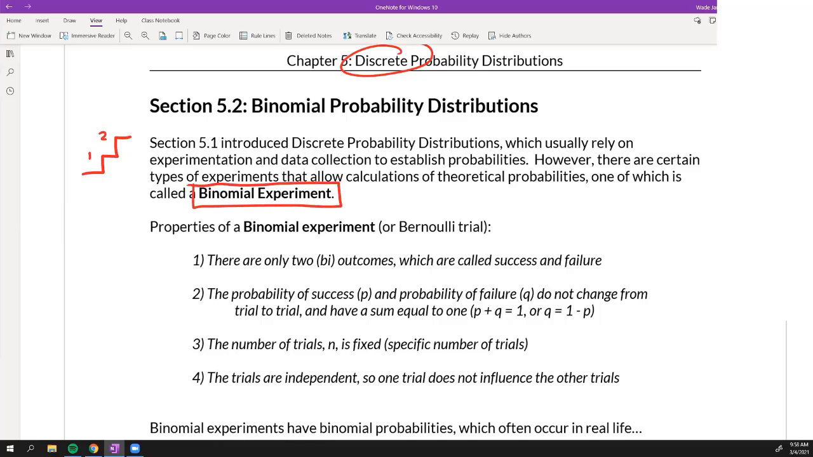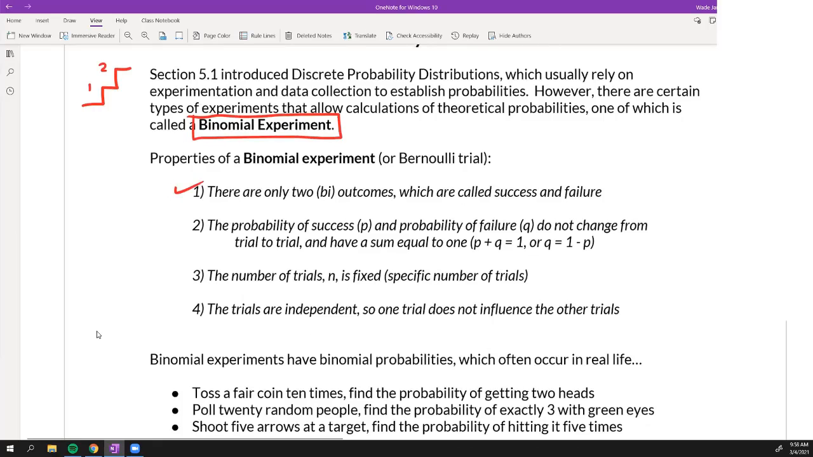So for a binomial experiment, there are only two outcomes, which are called a success and a failure. The variables for those when it comes to probability is the probability of success is P, and the probability of failure is Q. And so we have P and Q. And these are complements, which means if you add them together, you get 100%.